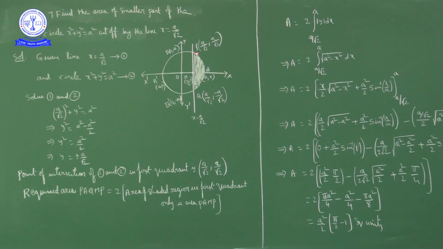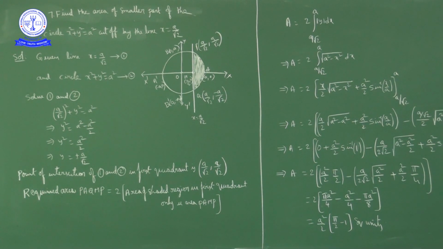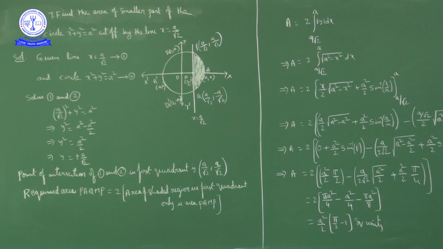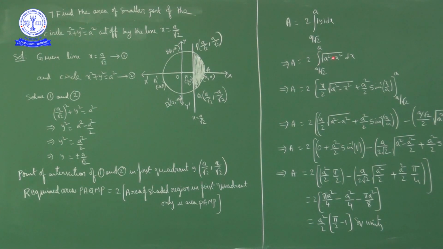Okay, so this shaded region, the required area PAQMP, is equal to 2 times the area of the shaded region in the first quadrant, that is 2 times the area of PAMP. Here x moves from a by root 2 to a, so the lower limit is a by root 2, the upper limit is a. Now what is this? It is the area under the circle, no? So y is equal to the square root of a square minus x square. So area is equal to 2 times the integral from a upon root 2 to a of square root of a square minus x square dx. Okay.